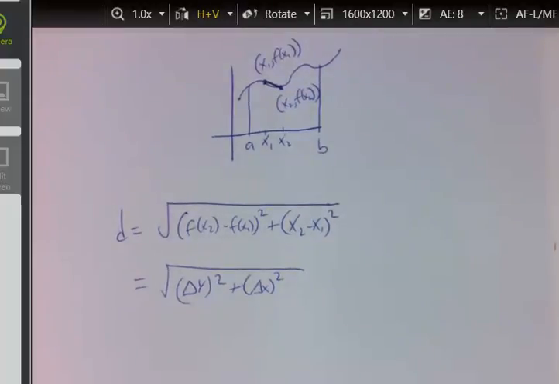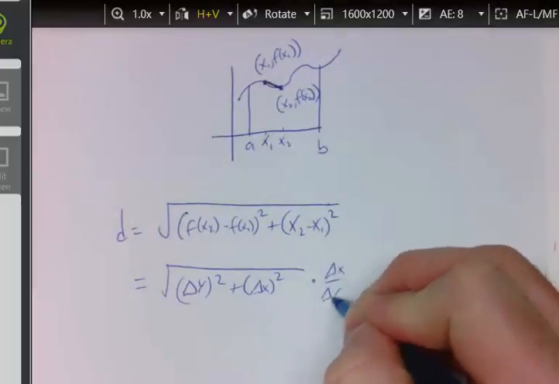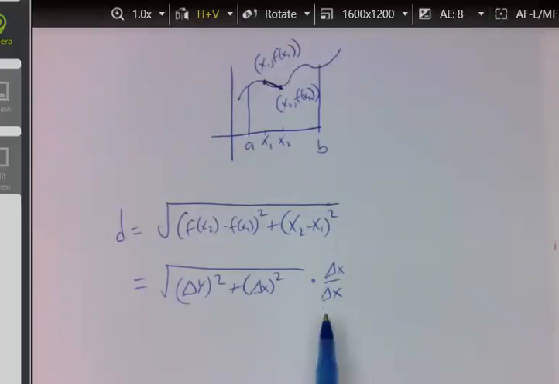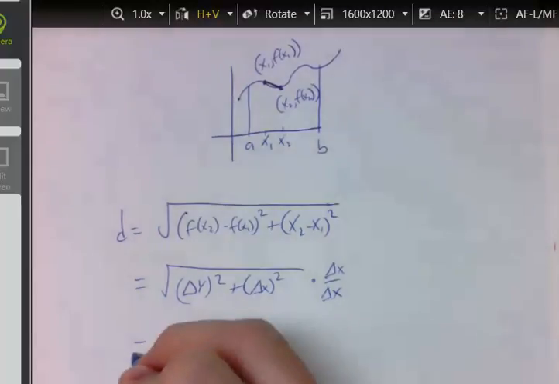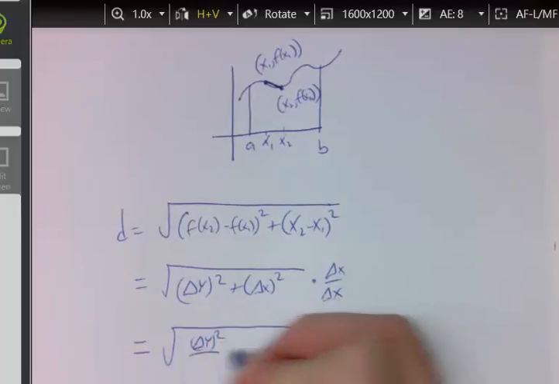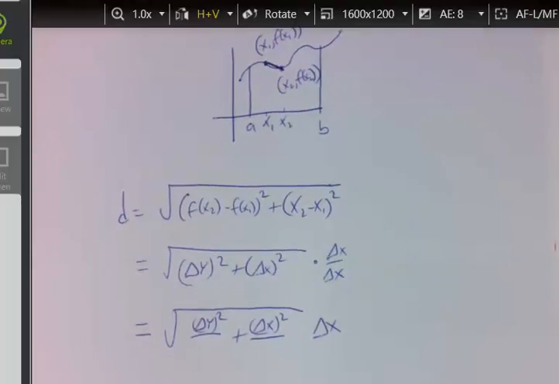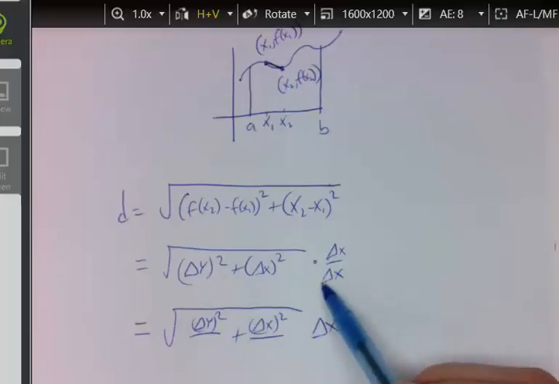Well, we need to do a little bit of shenanigans to make this work, and the shenanigans are simply going to be to multiply this by delta x over delta x. Why do I want to do that? Because I want to get this denominator inside my square root. So I'm going to get delta y squared over delta x squared, and I'll leave the numerator delta x intact. But if I want to get this delta x inside, it's going to be in the denominator, and it's really going to have to be the square root of delta x squared to bring that in.